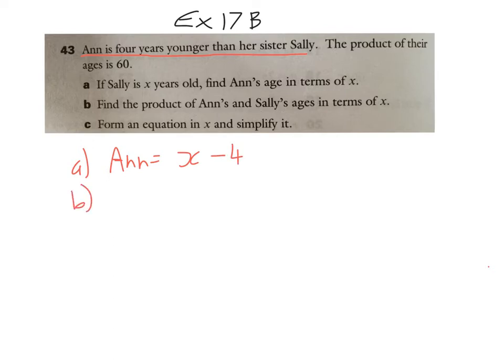Find the product of Anne's and Sally's ages in terms of X. Well, we're going to multiply Sally's age by Anne's age. Because Anne's age is 2 terms, we need to make sure we put a bracket around that when we multiply. And then we can simplify that by writing that down. We've got the multiplication there, but really we should write that as x brackets x minus 4.